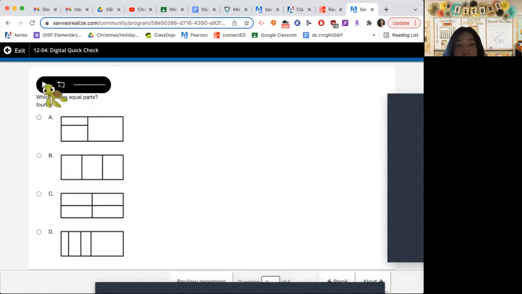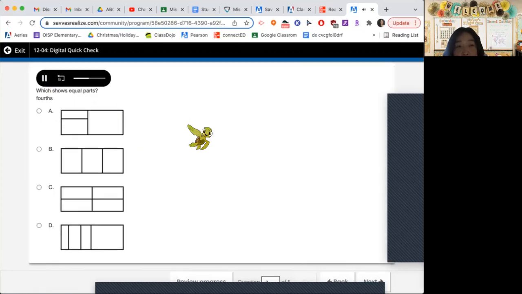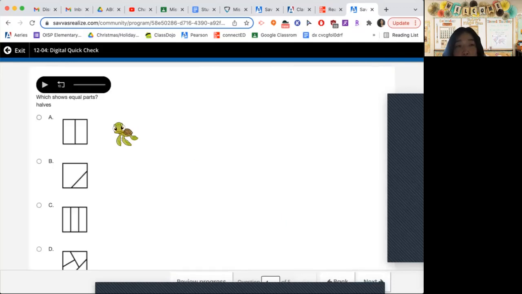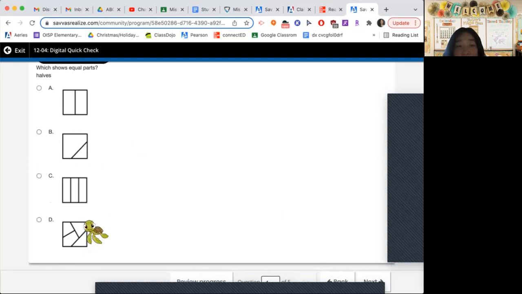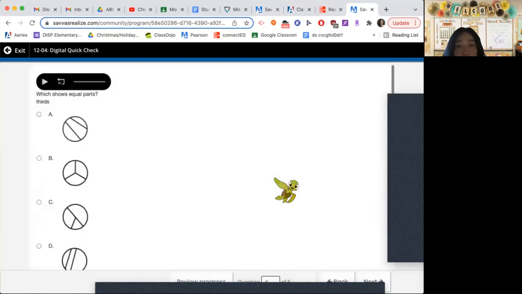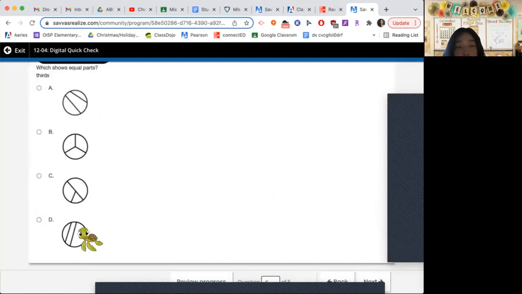Number 4. Which shows equal parts? Fourths. Okay, which of these shows fourths? So there needs to be 4 equal pieces. C. Next question. Which shows halves? A. And then last one, which shows thirds? B, C. See how you guys did.